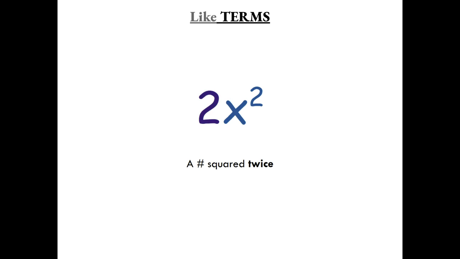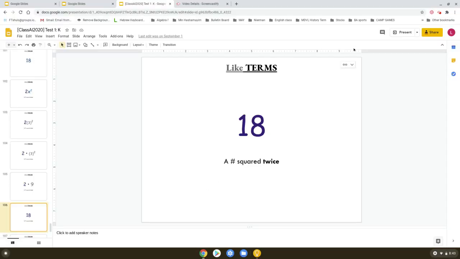Same thing over here. We have 2 times x squared. That means 2 times 3 squared. 3 squared is 9. That's 2 times 9 is 18, just showing how the concept works. And that is the end of section K.